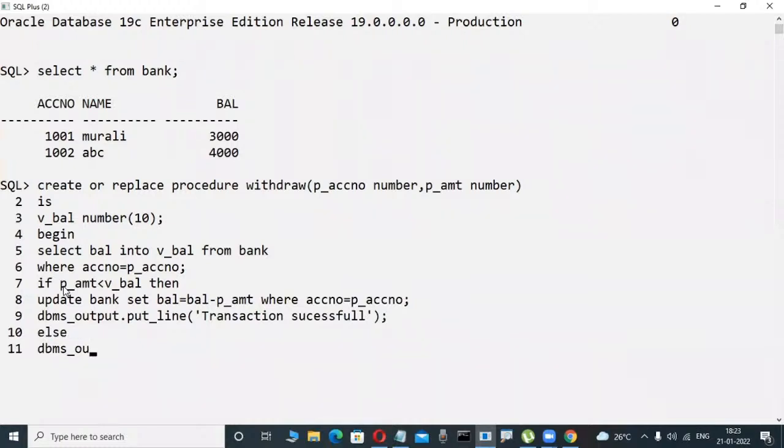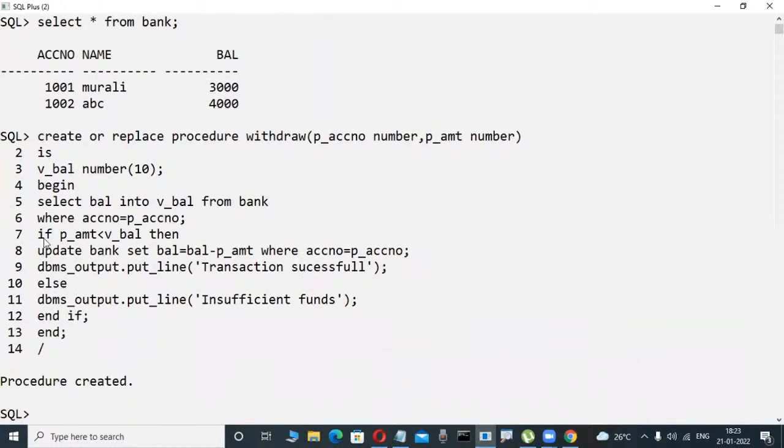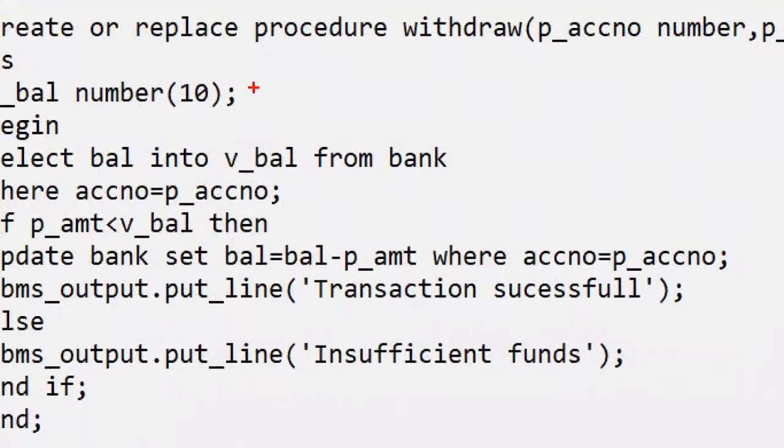And now check it out here. Else, insufficient funds. Okay, some codings are there. This is not a difficult coding, take it easy. Now check it out. Suppose we are writing a procedure, for example. Observe here, some coding I'm writing. This is not a difficult coding, very easy coding.